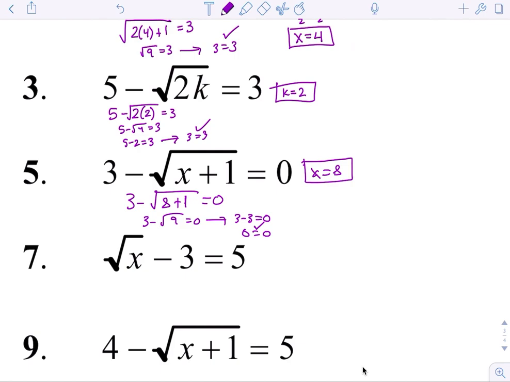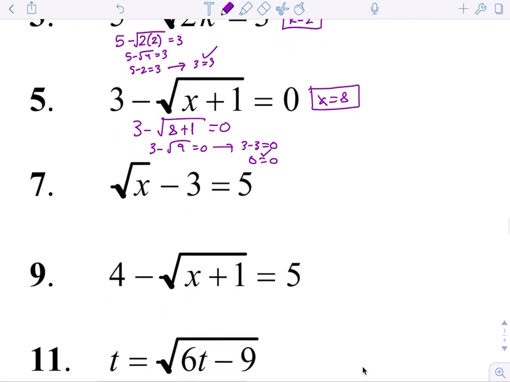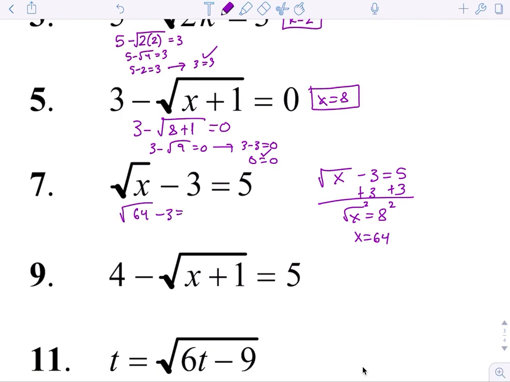All right, number 7. We gotta add 3 to both sides. Radical x is equal to 8. And then take both sides to the second power. X is equal to 64. Gotta check it, right. So square root of 64 minus 3 is equal to 5. Square root of 64 is 8. Minus 3 is equal to 5. 5 is certainly equal to 5. Check. That is an answer.